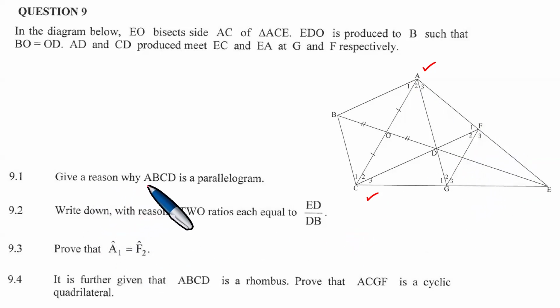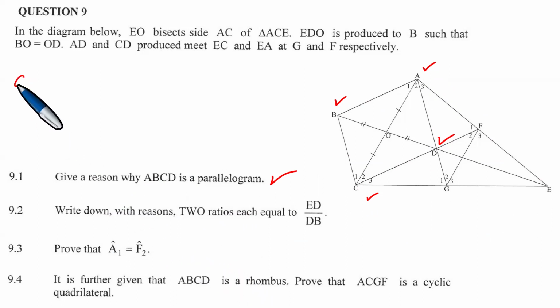Give the reason why ABCD is a parallelogram. A, this one. B, this one. C, this one. D, this one. Give a reason why ABCD is a parallelogram. Anyone who knows why this is the case? Why is this a parallelogram?